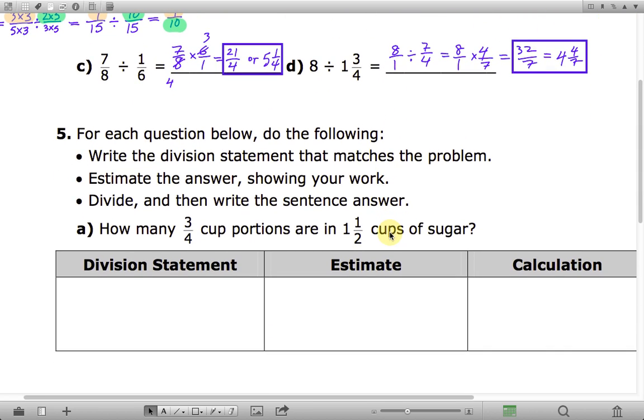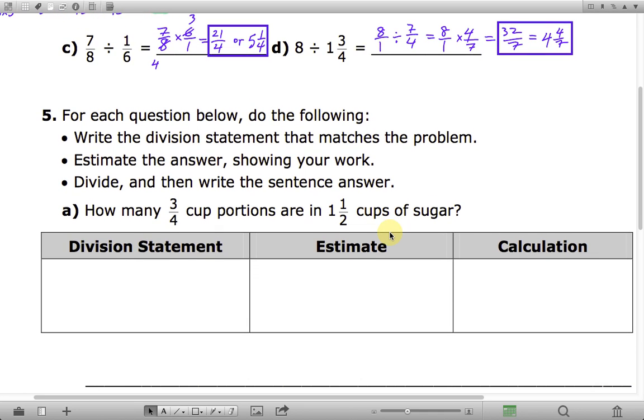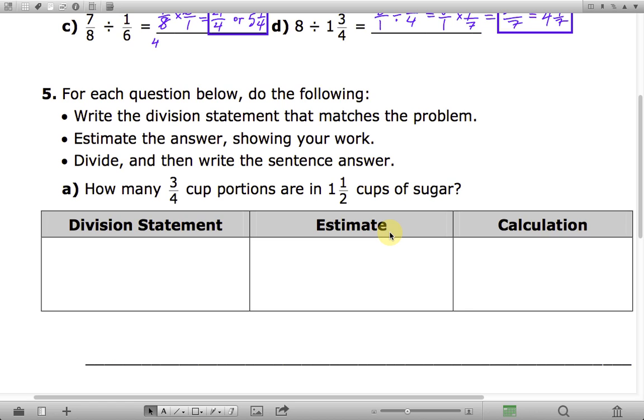Alright, so next we're going to go on to number 5, and we're going to write the division statement that matches the problem. We're going to estimate the answer, and we're going to show some work for that, and then we're going to divide and write the sentence answer. So the question is, how many 3/4 cup portions are there in 1 1/2 cups of sugar? Typically when we're doing this, first of all we want to get the division statement. So how many times does this go into that? So we're doing 1 1/2 divided by 3/4, so that's no big deal, just getting the division statement.